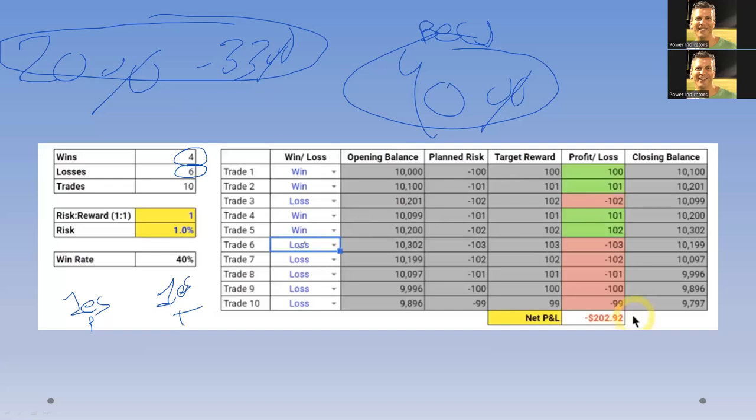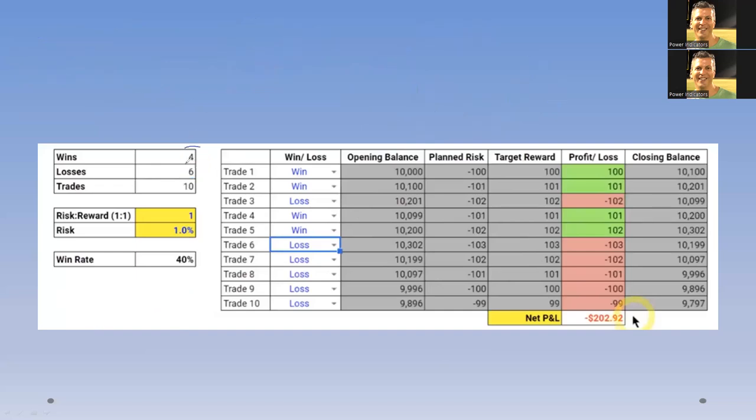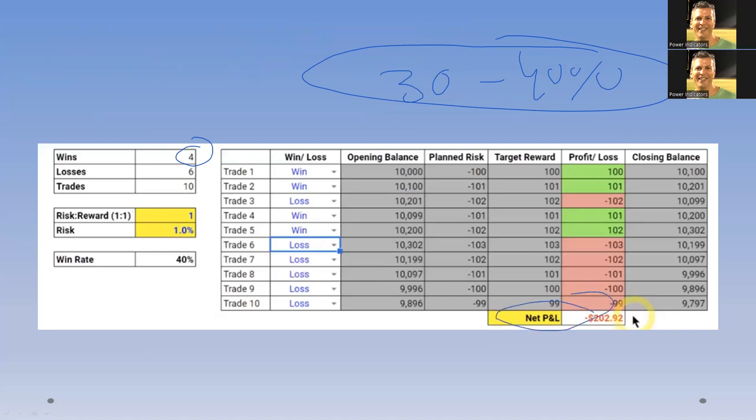So here, in these 10 trades, a 6-4 loss-win ratio is totally realistic, by the way. This is where you are going to be. Most of you in the room are going to be here. You don't know yet, but I know. I have trained enough traders to know that you are going to be in the 30 to 40% win ratio. That means with a 1-to-1 risk ratio, you are going to lose money. You're not going to make money in this business.